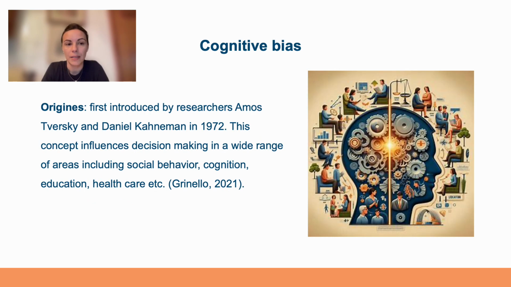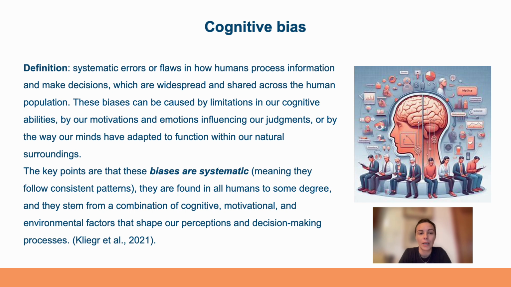Cognitive bias was first introduced by researchers like Amos Tversky and Daniel Kahneman in 1972. This concept influences decision making in a wide range of areas, including social behavior, cognition, education, and healthcare. Cognitive bias is a systematic error or flaw in how humans process information and make decisions, which is widespread and shared across the human population.